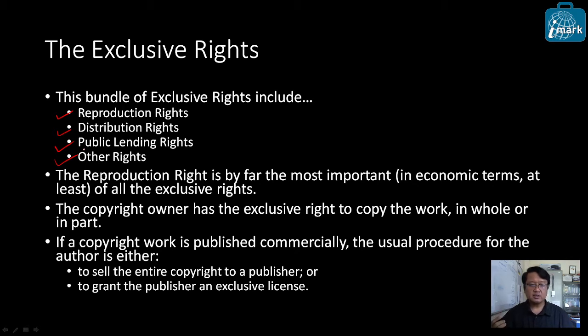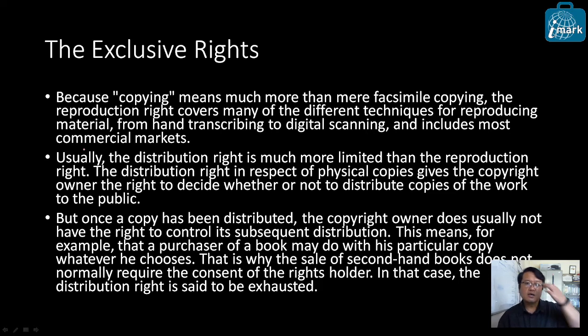If the copyright work is published commercially, the usual procedure for the author is that there are two things. If it has to be published commercially, the author may sell the entire copyright to a publisher, or grant a publisher an exclusive license. The copyright owner can sell their copyright to the publisher, or they can grant the publisher an exclusive license to publish. So there are two scenarios there, because copying means much more than simply photocopying.